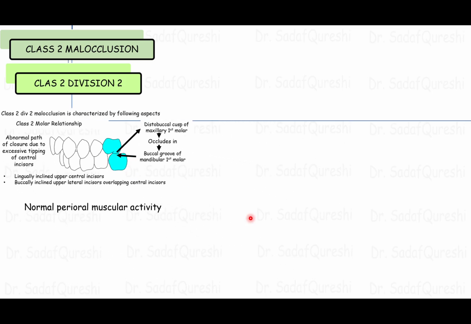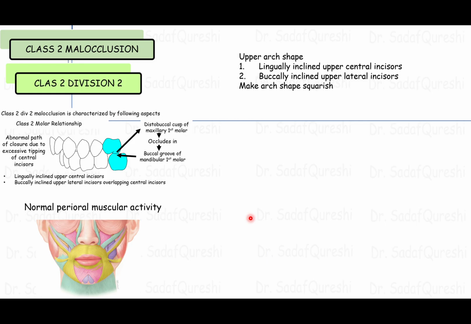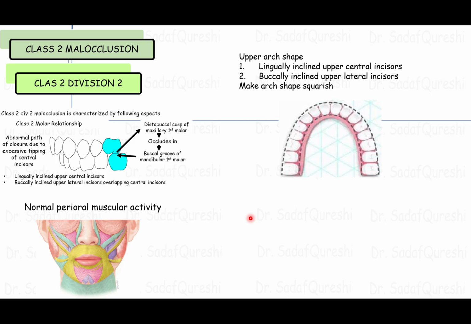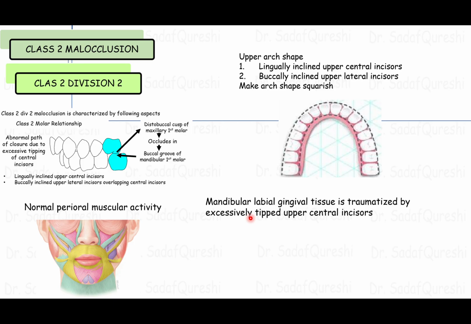Talking about the muscular activity, there is normal perioral muscular activity, as compared to class 2 division 1 where there was abnormal muscular activity. In case of class 2 division 2, normal perioral muscular activity is there. Talking about arch shape, they have lingually inclined upper central incisors and buccally inclined upper lateral incisors, and that makes the arch shape squarish. Talking further, the mandibular labial gingival tissue is traumatized by the excessively tipped upper central incisors.